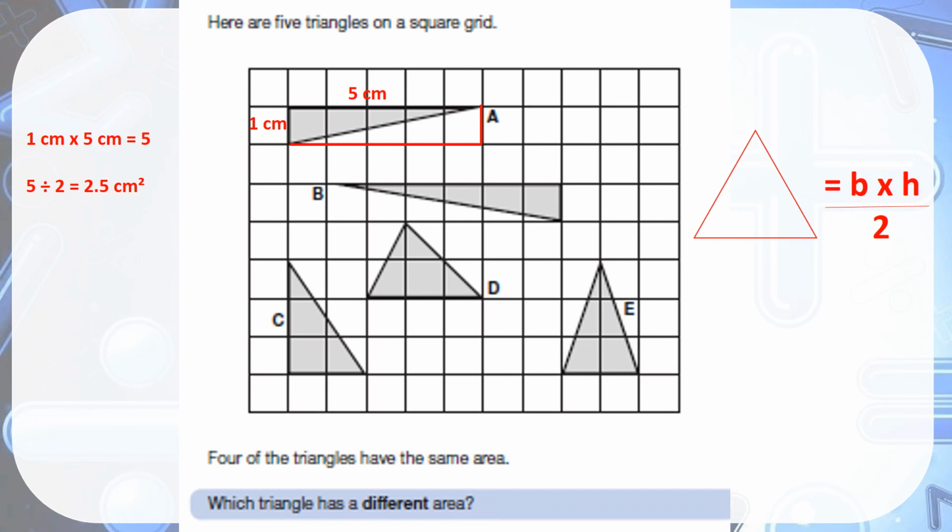So to find the area of that rectangle, I would multiply 1 and 5 together, which would give me the answer of 5. Then, to find the area of the triangle on its own, I would divide that by 2. Now I know that half of 5 is 2.5, so the area of my top triangle is 2.5.